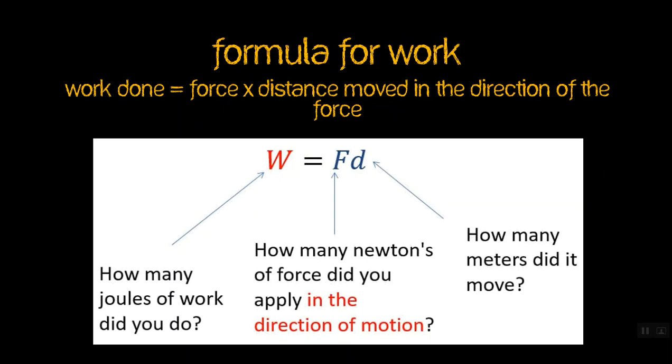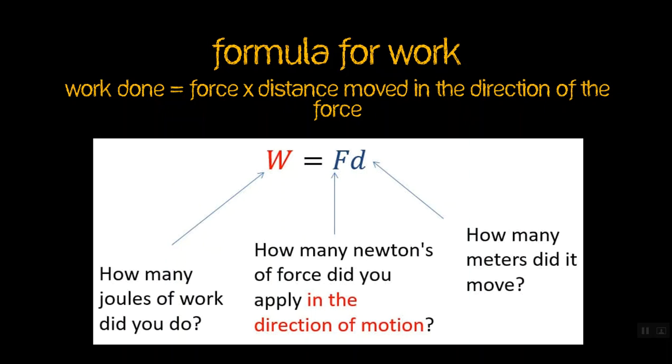So what's the formula for work then? Work done is equal to force times distance moved in the direction of motion. Work done is a scalar. It does not have a direction, but force has a direction, so force is a vector. And distance moved in the direction of the force is also a vector, because the direction is important. Work is measured in joules.